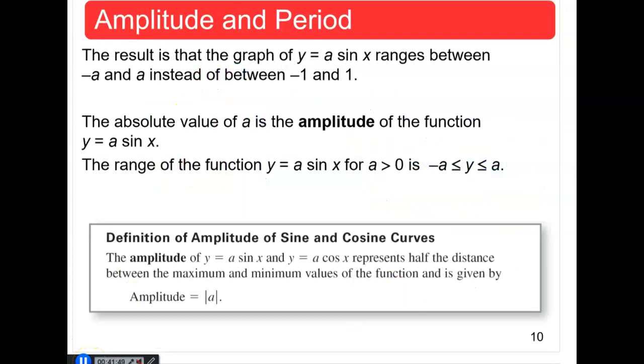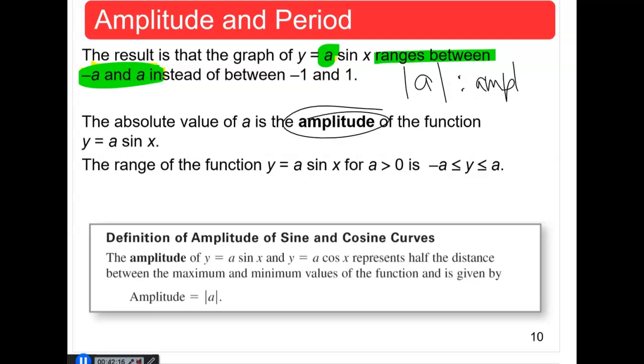We already discussed the amplitude and the period, but let's just highlight a few things here. So for the amplitude, you look at this number and it will tell you that your range is going to be between the negative and the positive of that same number. But then the amplitude will be the absolute value of A. That is what your amplitude is. Don't forget that. Oh, well, we have it here.